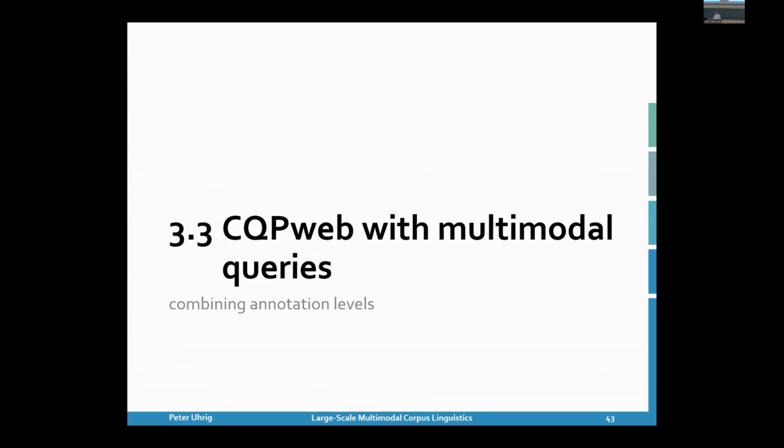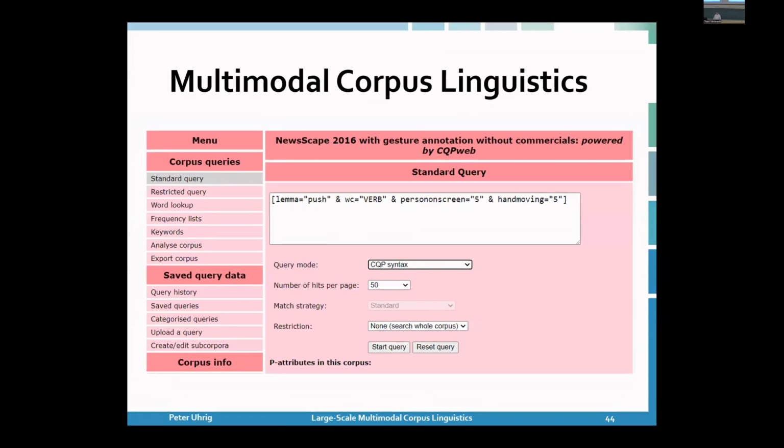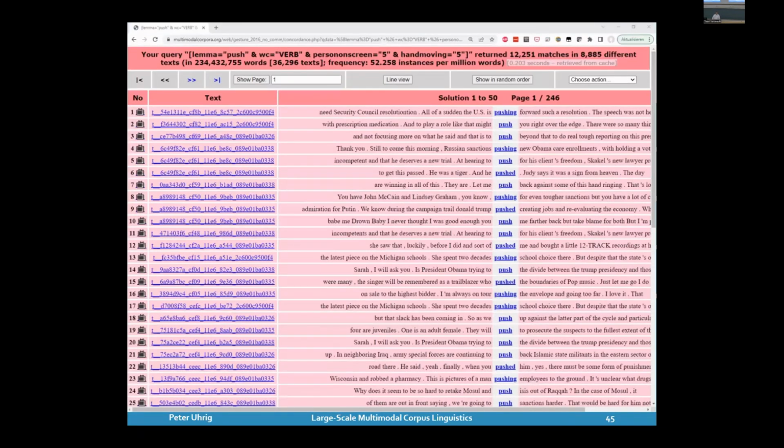So we can combine annotation levels. We can say, give me the lemma push, word class verb, and I want to have a person on screen and the hands should be moving. And you hit submit, and it comes up with this list. And then you just click on this little TV icon.